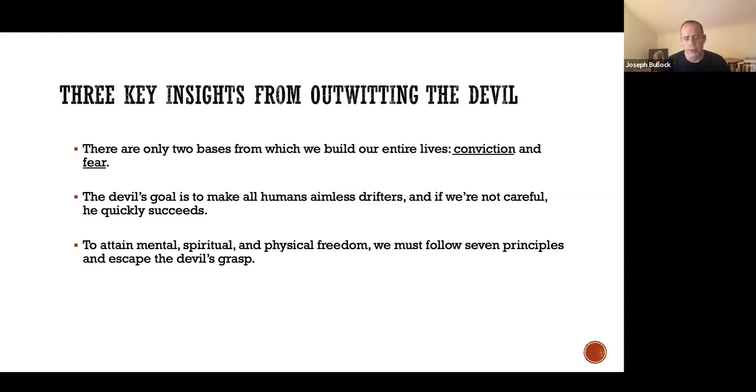But the other thing I wanted to talk about is this distinction between conviction and fear. When we are in a state of fear, we stay in our comfort zone. We don't try new things, and this prevents us from gaining new experiences, failing, and actually obtaining knowledge about the world.